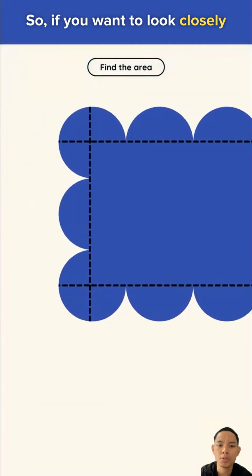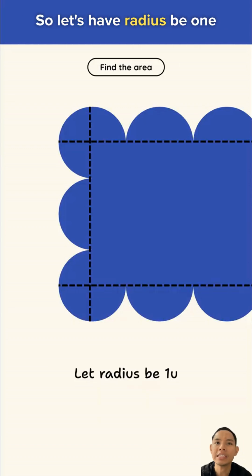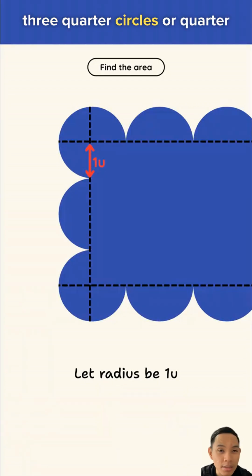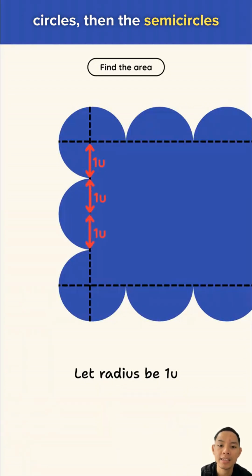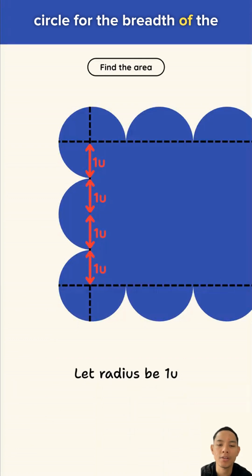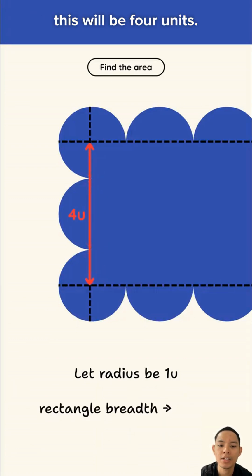If you look closely over here, with the semicircles and the quarter circles, we can actually draw the breadth using radius. So let's have radius be 1 unit. We have the radius of this quarter circle, then the semicircle has two radii, or 2 units, and then one more quarter circle for the breadth of the rectangle. If you combine them, this will be 4 units. So the rectangle breadth will be 4 units.